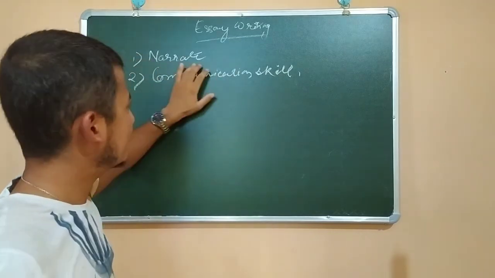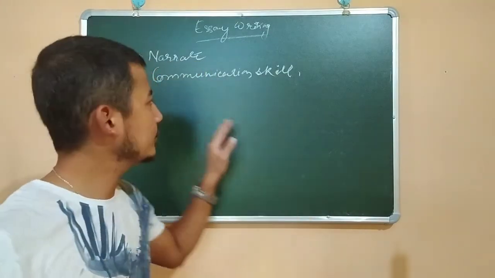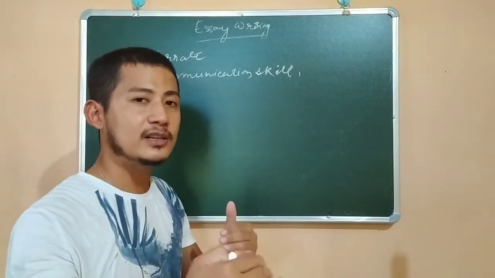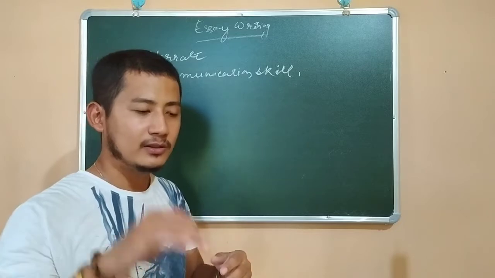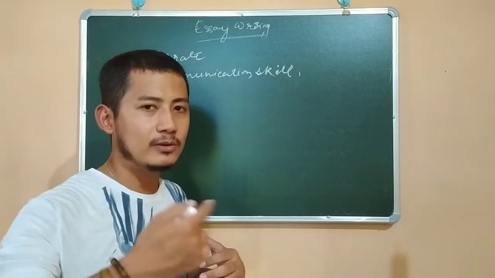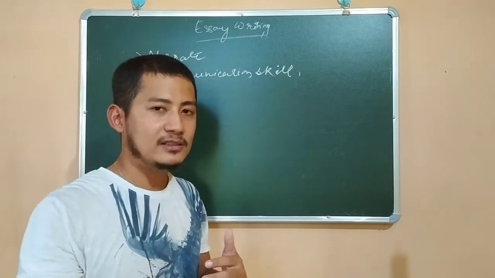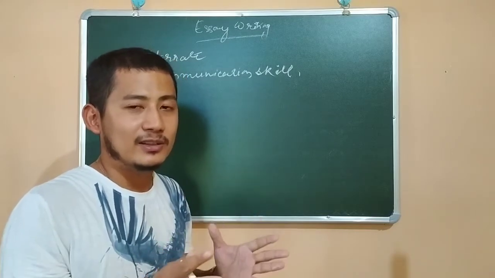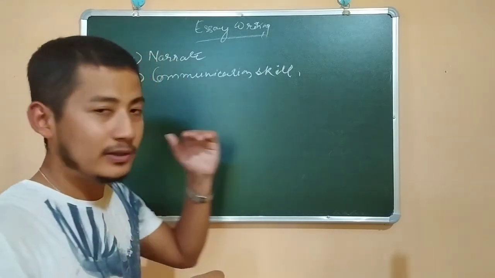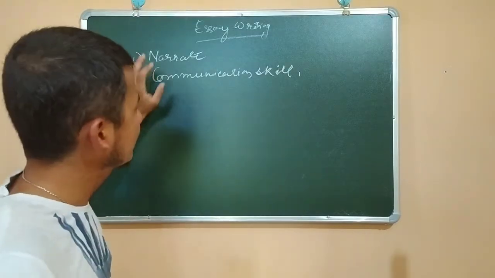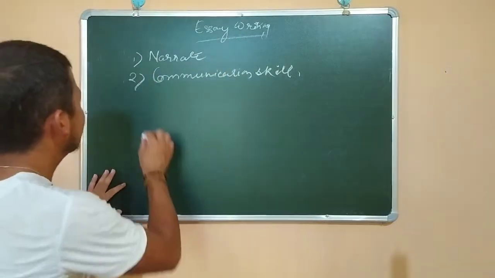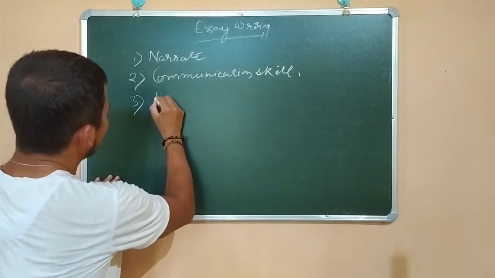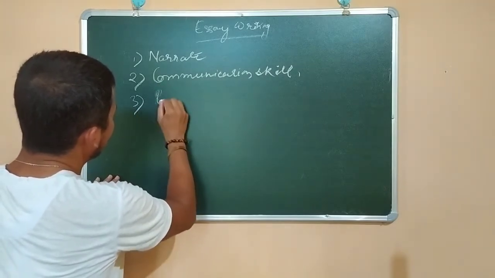So the first thing is narrative, how you narrate the thing. Number two, how you communicate. It should be like you are conveying certain messages to the examiner. The examiner has to feel connected with your sentences. If the examiner is not able to connect with the thing that you are trying to convey, then that will be a loss to you. So number two is communication skill. And number three, your writing ability.